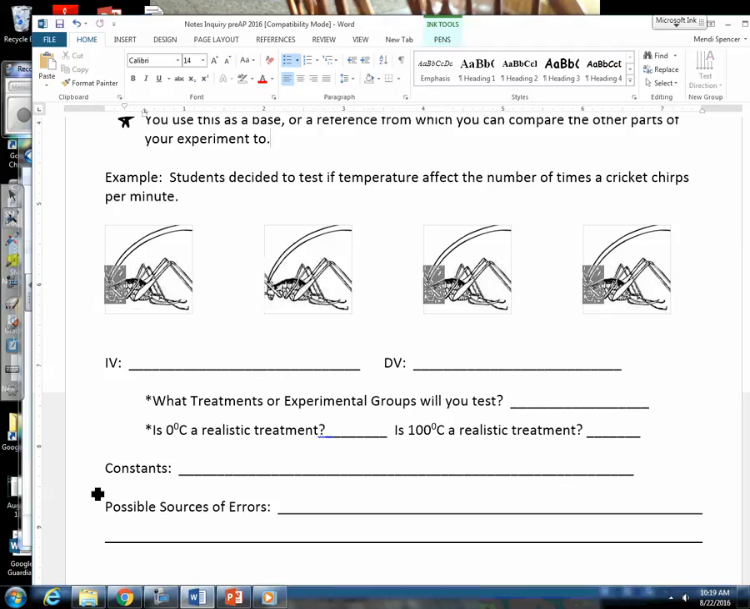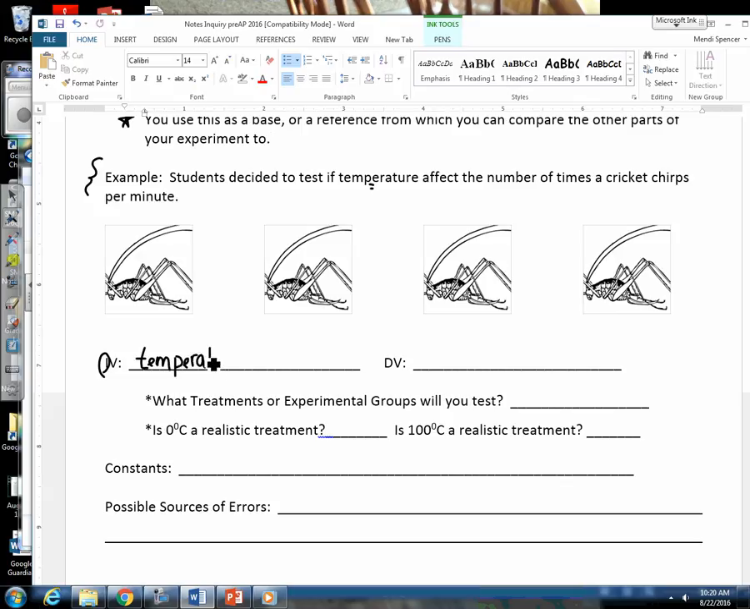So here is the problem. It says students decided to test if temperature affects the number of times a cricket chirps per minute. So let's identify the independent variable. Remember, it's what I make different. And since I'm going to test temperature, I'm going to put these crickets in different environments that have different temperatures. So my independent variable, what I'm making different for each of these crickets, is the temperature.